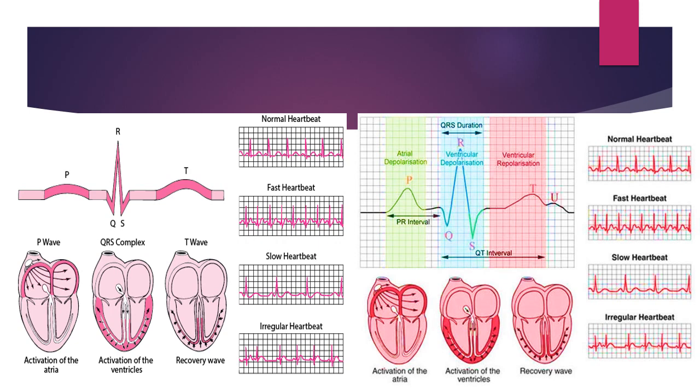Okay. As the impulses travel down the AV node into the bundle of His, and then into the right and left bundle branches, and then into the Purkinje fibers, the ventricles contract. Once that happens, you see on the ECG the QRS complex. Once the ventricles are contracted, it comes to a stage where the ventricles have to relax, also called the recovery phase, and that is what shows up as your T wave.